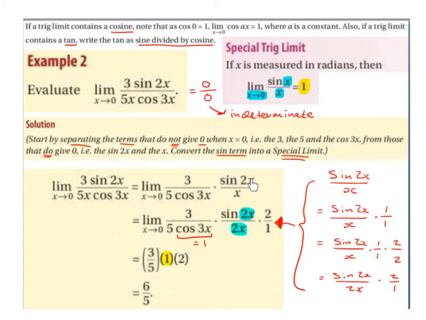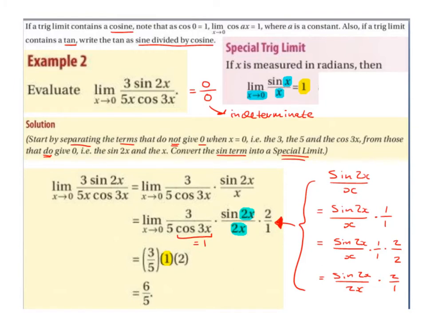So sine 2x over x is going to become sine 2x over 2x multiplied by 2 over 1. So let's see where this came from. Sine 2x over x is the same thing as sine 2x over x multiplied by 1 over 1. Multiplying by 1 over 1 does not change things. And likewise, we can multiply again by 2 over 2. That doesn't change things either because 2 over 2 is 1. And now we can start to rearrange this.